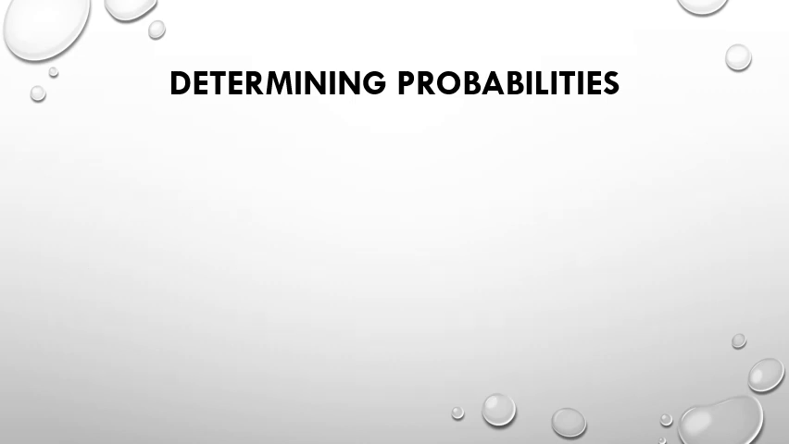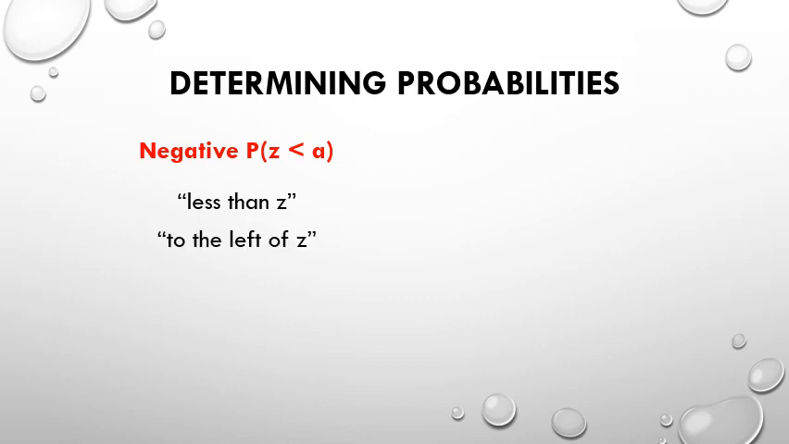Now, let us familiarize some of the terms involved in using notations. So, let's start with the negative. You have there less than Z, to the left of Z, below Z, lower than Z, and under Z. So, mao ang mga terms so that we will be able to know nga negative ni siya.